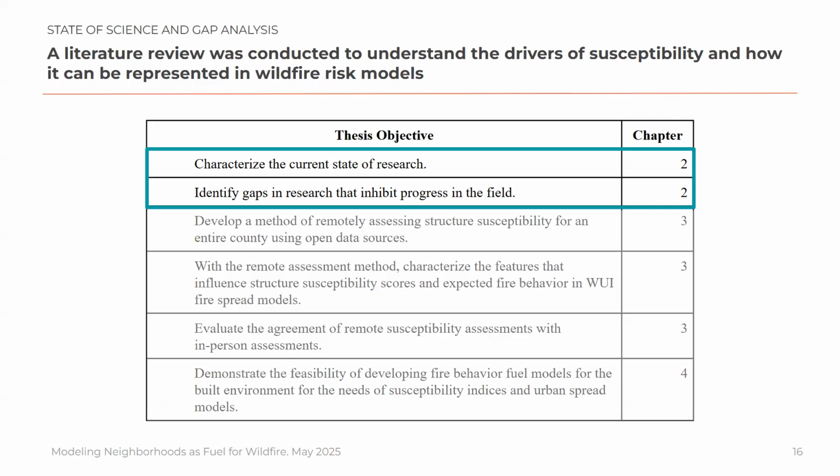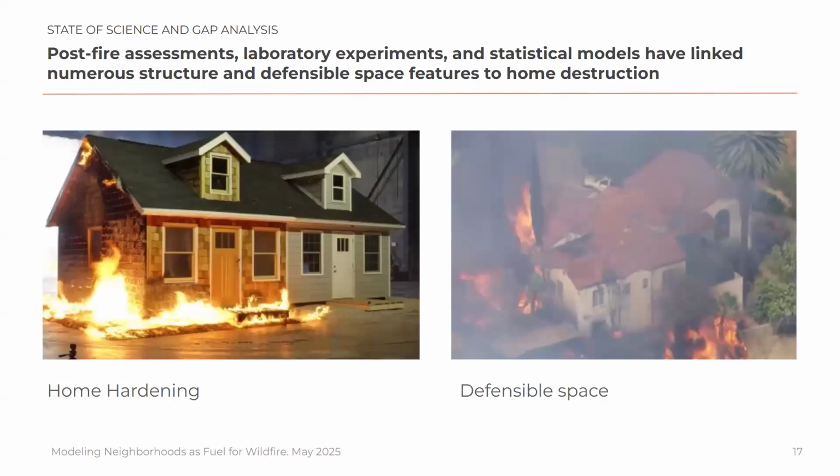The objectives were to characterize the current state of research in this space and identify gaps in the research that inhibit progress in this field. And the way that this was done was doing a literature review of 118 studies, and this has been accepted for publication, not published quite yet. But one of the findings here is that there are a few different things: post-fire assessments, laboratory experiments, and statistical models, in which people have gone to neighborhoods that were destroyed and looked structure by structure and said these were the things that led to this home burning down.